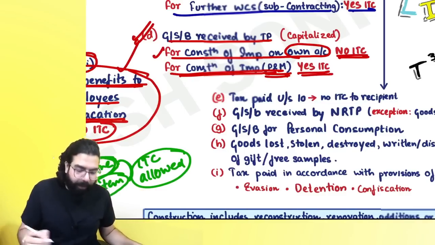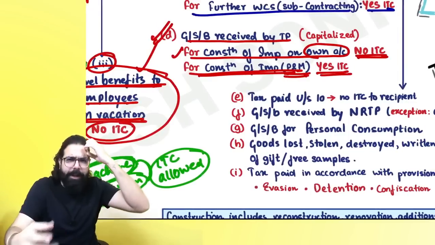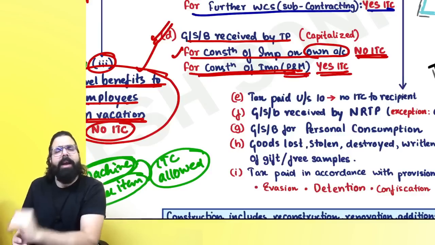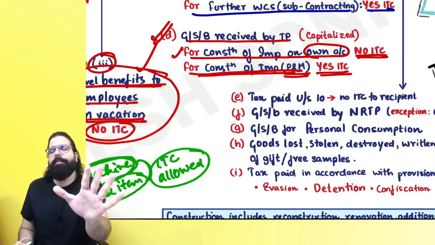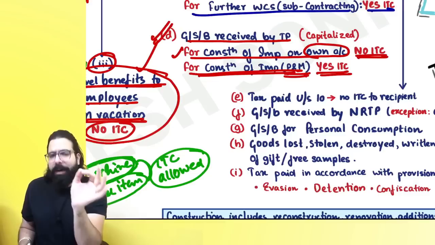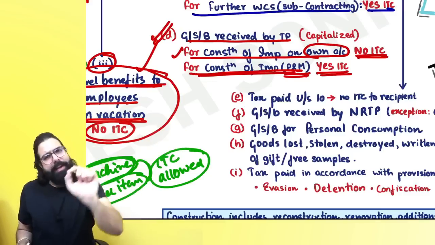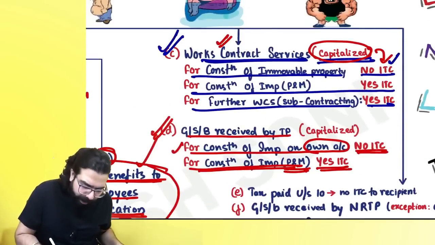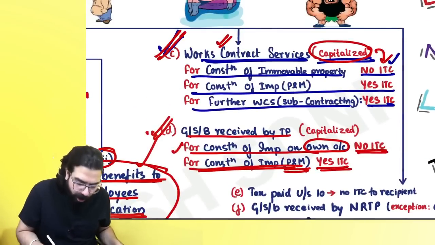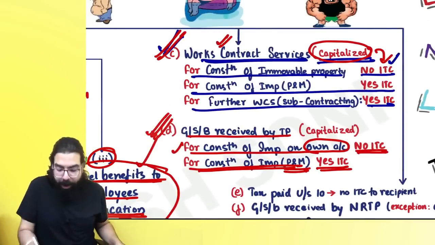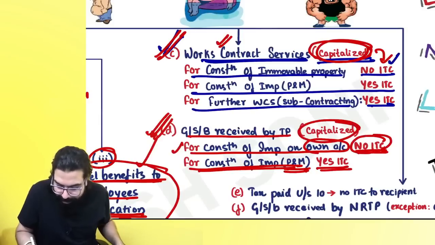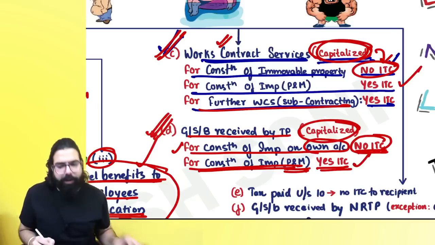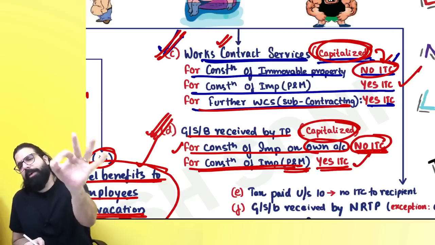Remember one thing: if for construction of a small immovable property I spent 20,000 rupees, GST paid 4,000 rupees on the goods and services, and I have put the expense in the P&L account, then I can take the ITC. But if you capitalize the expense, then you capitalize the GST also, and you will not be able to take the ITC. Whether you take works contract service for immovable property or construct it on your own, only if you capitalize, ITC will not be there. Plant and machinery, always ITC will be there. Works contractor to another works contractor, ITC will always be there.